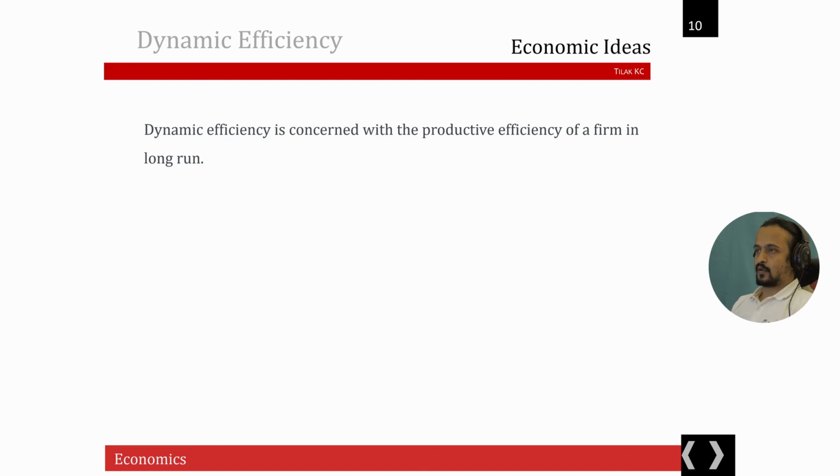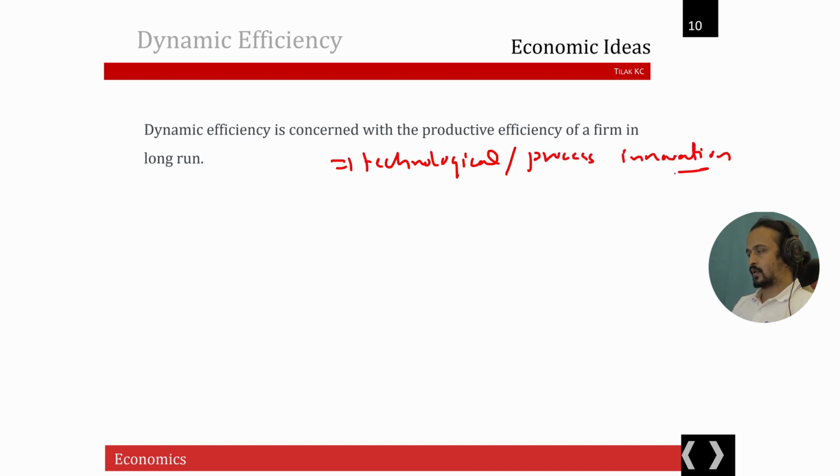Now let's begin with the topic of dynamic efficiency. Dynamic efficiency is productive efficiency in the long run, and dynamic efficiency often happens if there is a technological or process innovation. So if a business develops a new technology because of which the average cost curve significantly falls down, then that is an example of dynamic efficiency.